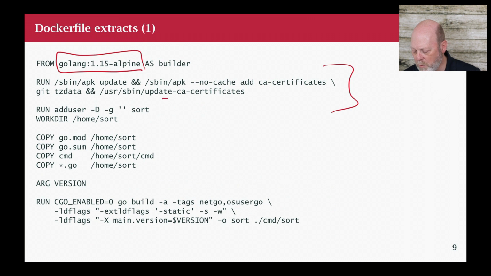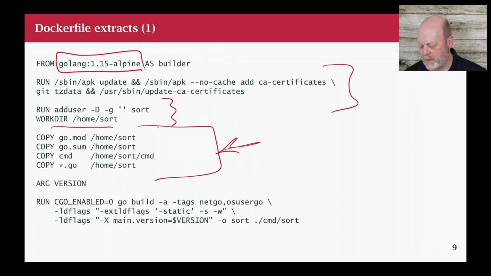The next thing we're going to do is add a user, because we do not want to run as root unless there's some reason to, and there generally is no reason to run as root. So we'll add a user specific to our app, and we'll pick a work directory to work in. And then we copy. This is the important step: whatever we need to build the program, including go.mod and go.sum, will get copied into our container right here.